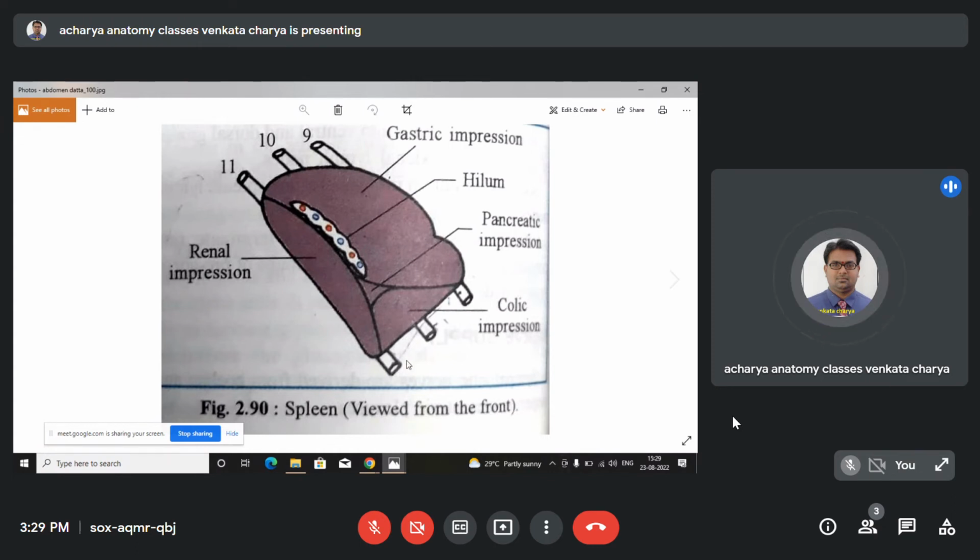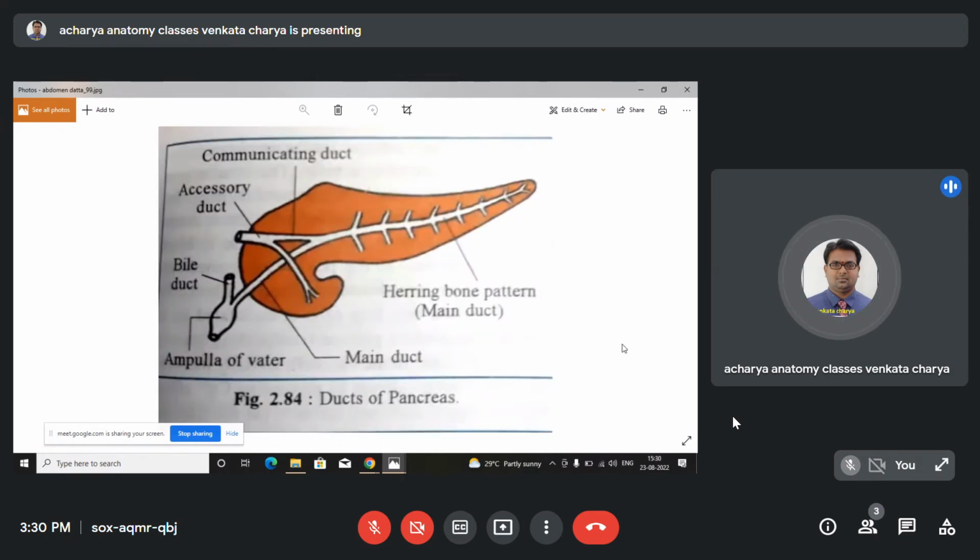Okay, next come to the relations. First, costal surface relation. The costal surface is related with the 9th, 10th, 11th ribs. The spleen lies like this, on the left side of the body.